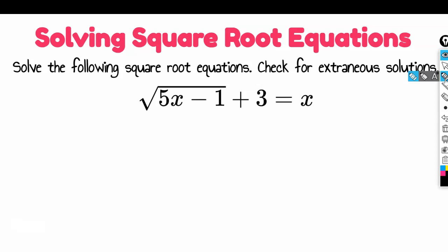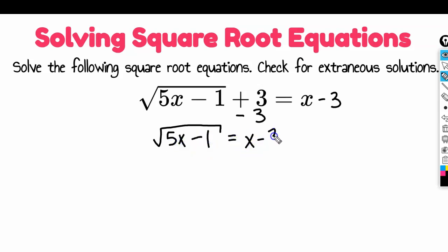So to start out, I always want to start out by getting the square root alone. Now on this side of the equal sign, the square root is not alone. There is a plus 3. So I'm going to get rid of that plus 3. I'm going to do minus 3 on both sides. So really, I've got square root of 5x minus 1 equals x minus 3. Woohoo!